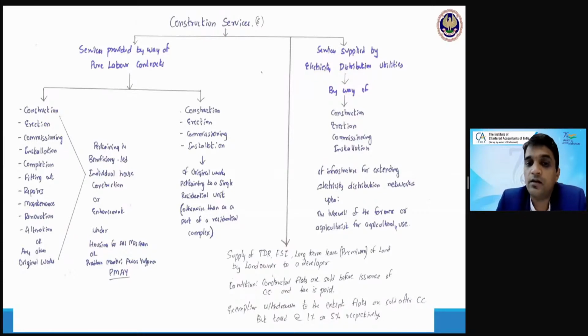Okay, so any kind of tube well of the farmer which is required and he is constructing something, then it will be exempted. Residential complex is taxable. Yes, residential complex construction is taxable. So please explain original works pertaining to a single residential unit. Sir, any kind of construction, erection, commissioning, or installation of original works. Matlab, if you are constructing a new house, and if there is a single residential unit, that construction will be exempted.